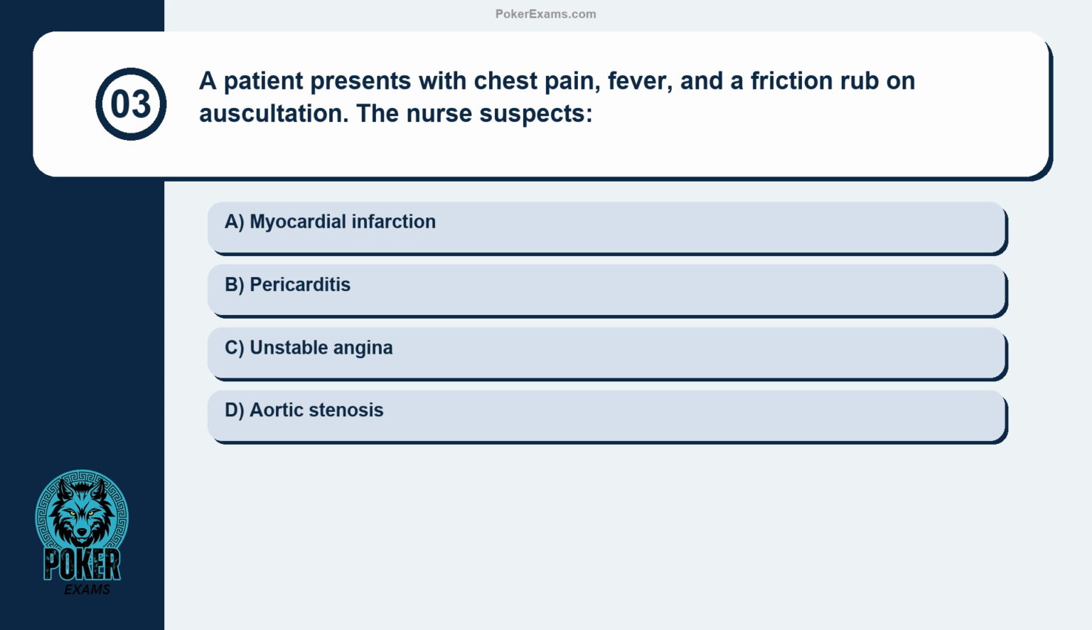Question 3. A patient presents with chest pain, fever, and a friction rub on auscultation. The nurse suspects myocardial infarction, pericarditis, unstable angina, aortic stenosis.